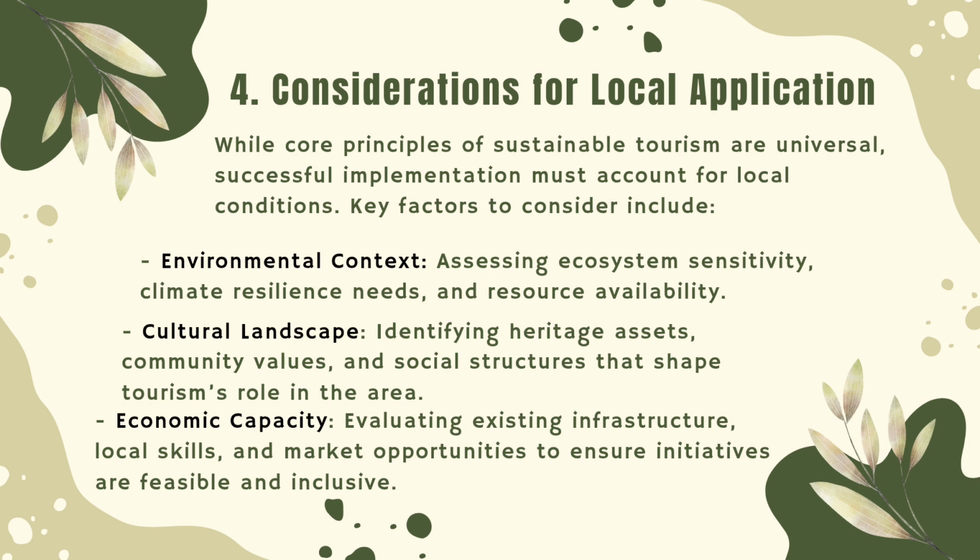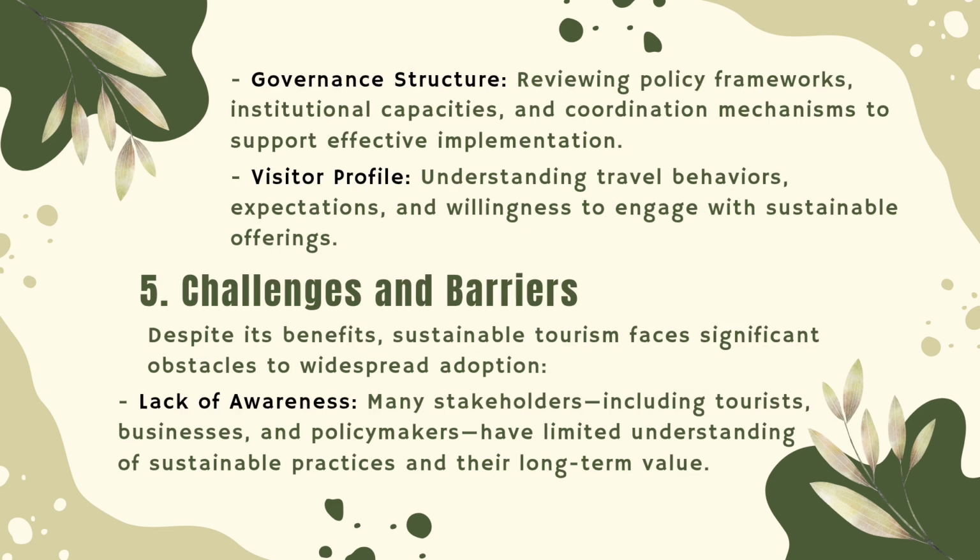Number 3, economic capacity. Evaluating existing infrastructure, local skills, and market opportunities to ensure initiatives are feasible and inclusive. Number 4, governance structure. Reviewing policy frameworks, institutional capacities, and coordination mechanisms to support effective implementation. And lastly, visitor profile. Understanding travel behaviors, expectations, and willingness to engage with sustainable offerings. Number 5. Challenges and barriers.